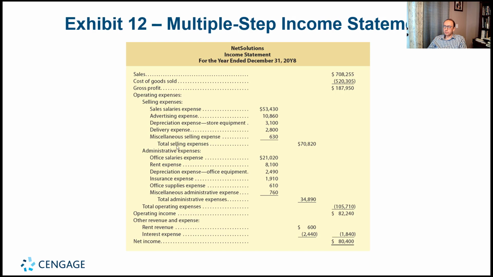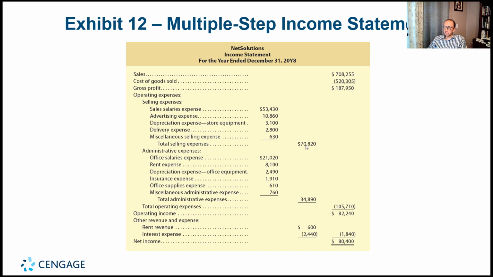So we want to get each category separate, and that's why under selling expenses, we have sales salaries expense, advertising expense, depreciation expense for the store equipment, delivery expenses, and other miscellaneous selling expenses. And then we get the total selling expenses. For administrative expenses, we have things like office salaries, and you see here these are more administrative, they have nothing to do with the product. The rent expense, depreciation expense for the office equipment, not the store equipment, insurance expense, office supplies expense, and miscellaneous administrative expenses. Then we add them up and we get the total administrative expenses.